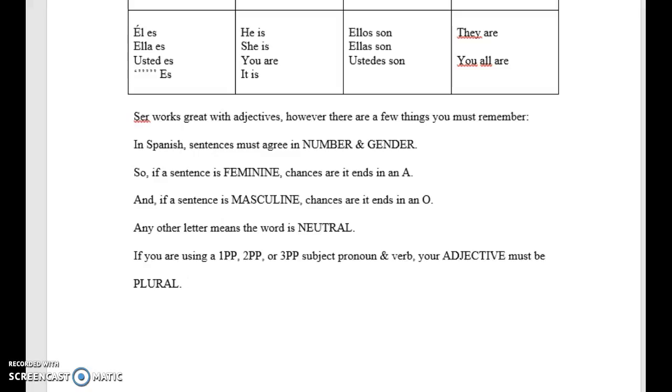Thanks for watching. Hopefully at this point you remember your subject pronouns, you are able to conjugate the verb ser in Spanish, and you know what ser translates to in each of the 6 boxes.